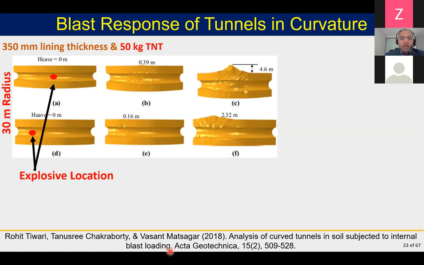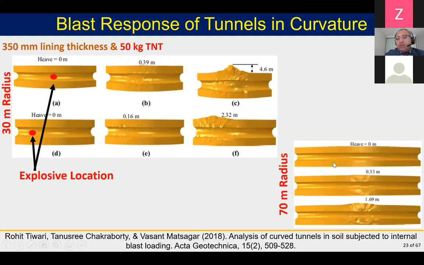The study was published here in Geotechnical. I think this is one of the best studies we have made in the past almost 8 years, 9 years, I think.